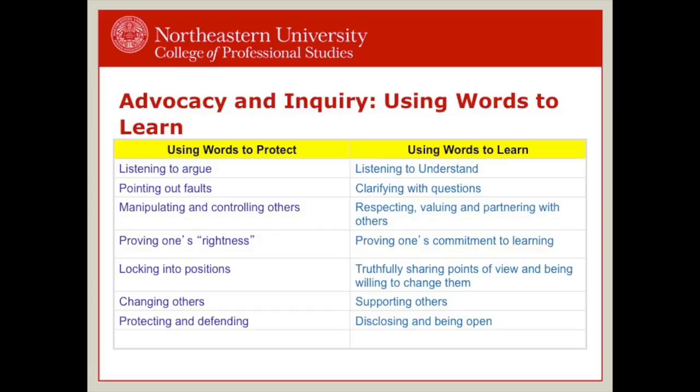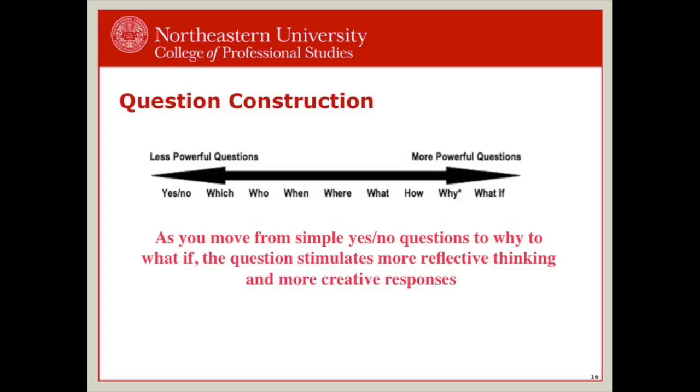And this next chart shows some good examples. So the least powerful question, of course, are yes or no questions. Do we do this? Yes or no. Versus the kinds of questions that gain more information. How do you typically approach a problem like this? Why would you take these steps? What if we were to try this approach? What would the difference be in terms of the results?